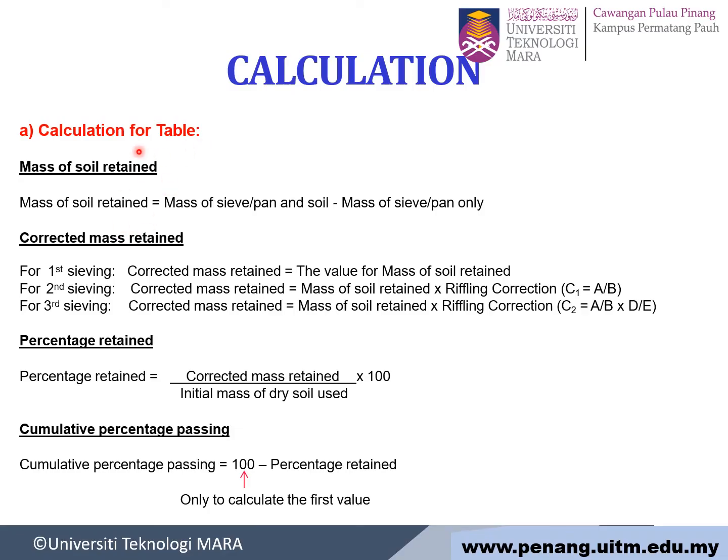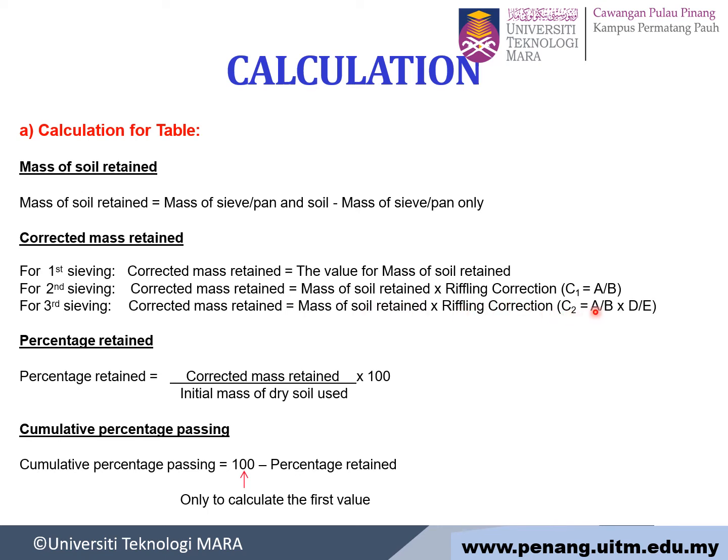Okay, refer to this one, calculation for the table. Mass of soil retained is the mass of sieve and pan with soil minus the mass of sieve and pan only. Alright, corrected mass retained: the value for the first sieving is the value of mass of soil retained. For the second sieving, corrected mass is mass of soil retained times refilling correction. Okay, so you will get this one. For the third sieving, corrected mass retained is mass of soil retained times refilling correction.